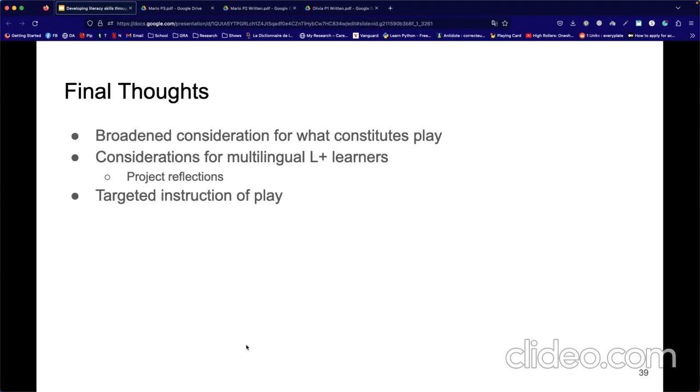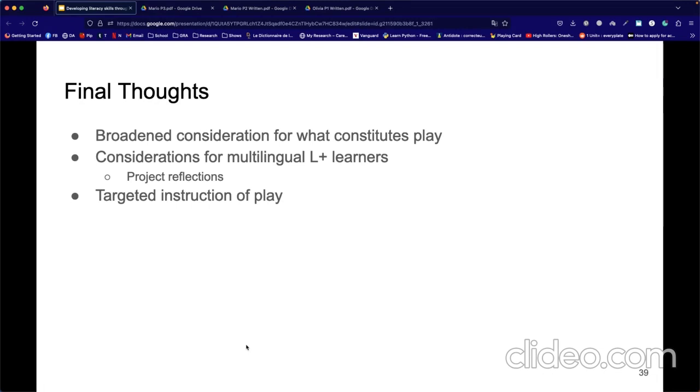So, final thoughts: I want to suggest a broadened consideration for what constitutes play. It's not just these 10 types of play, but play develops through the creation process and the choices that students make, and following all conventions to a T can even be a kind of literacy play.